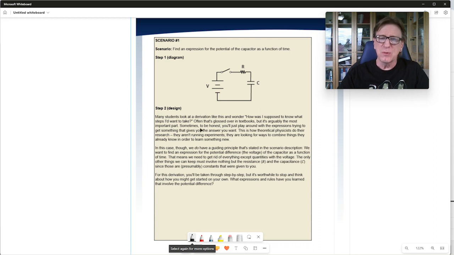All right, so when we're looking at the design, I mentioned here that sometimes the professor will put a derivation on the board and you're going, well, okay, that's great, but I would have never come up with that on my own. And that's okay.